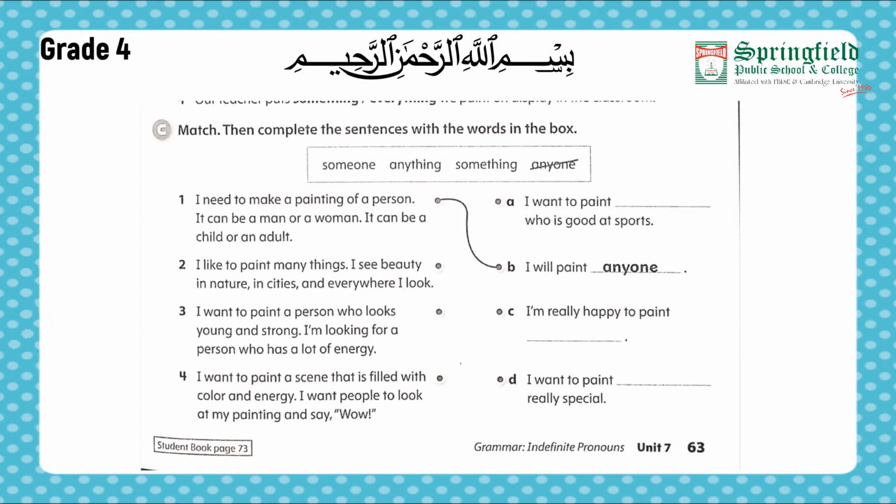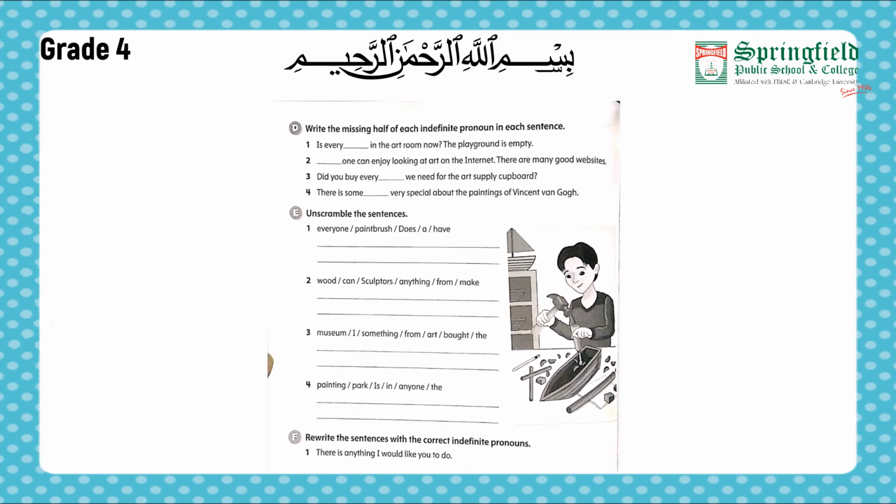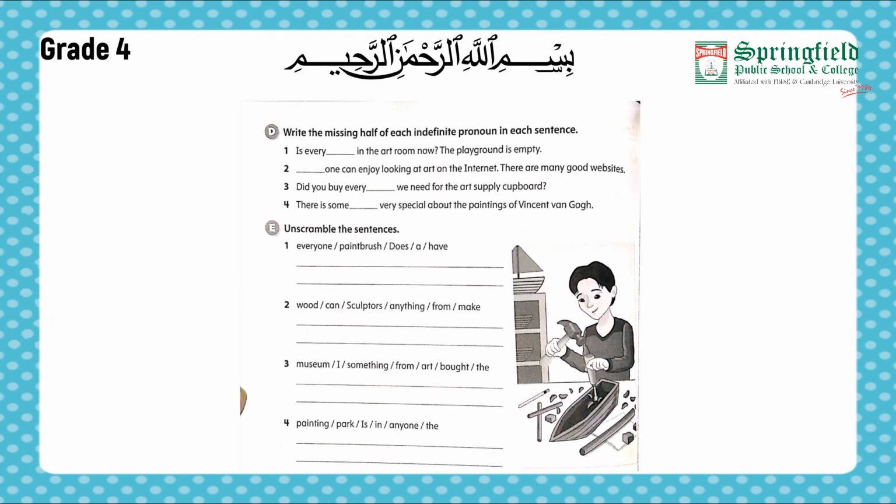Moving forward towards our next exercises. Part D. Write the missing half of each indefinite pronoun in each sentence. Is every blank in the art room now? The playground is empty. So here, what are we going to write? They are discussing about person. Is everyone in the art room now? The playground is empty.